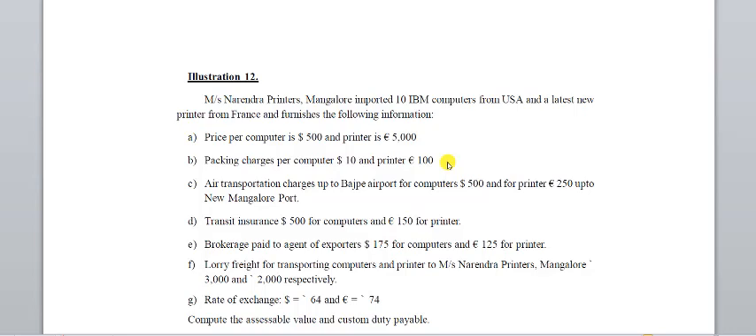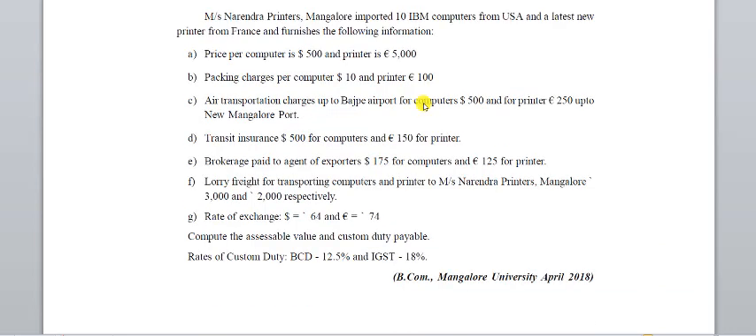In this particular video, we'll try to find out the solution for illustration 12. Messrs. Narendra Printers, Mangalore imported 10 IBM computers from USA and a latest new printer from France and furnishes the following information. So, please understand, unlike other problems, here two types of products are imported and it is imported from two different countries. So let us keep that in mind and then proceed.